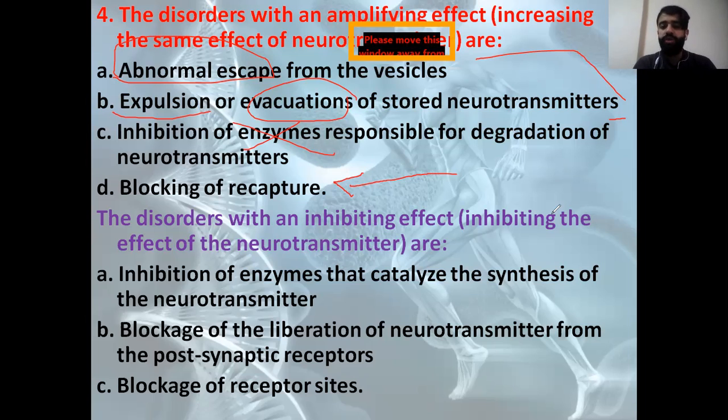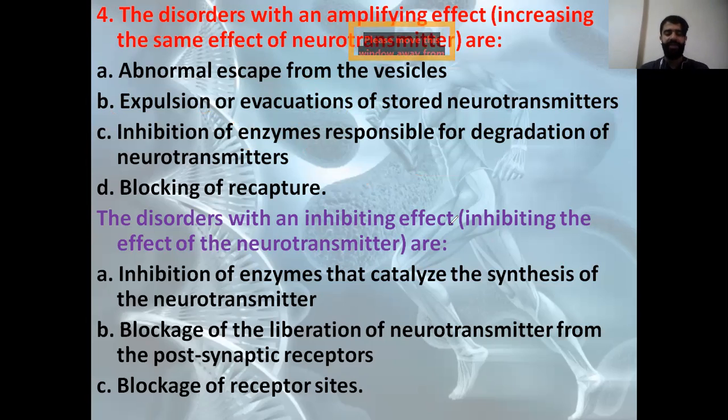Then we're going to move to the disorders that lead to an inhibiting effect, so it inhibits the effect of the neurotransmitter. What are these disorders? First, inhibition of the enzymes that catalyze the synthesis of the neurotransmitter. So these enzymes that synthesize the neurotransmitter are inhibited, so there is no more synthesis of the neurotransmitter. So we have an inhibitory effect at this level.